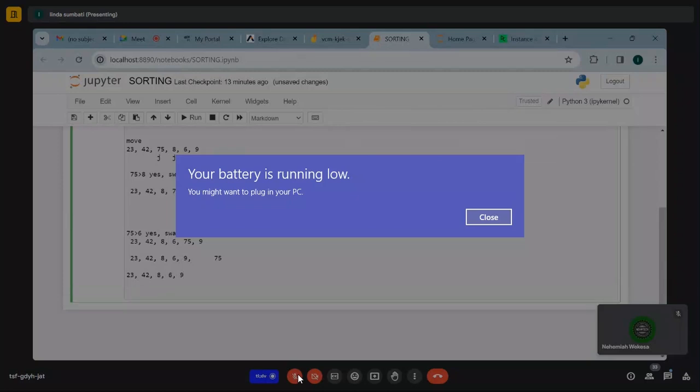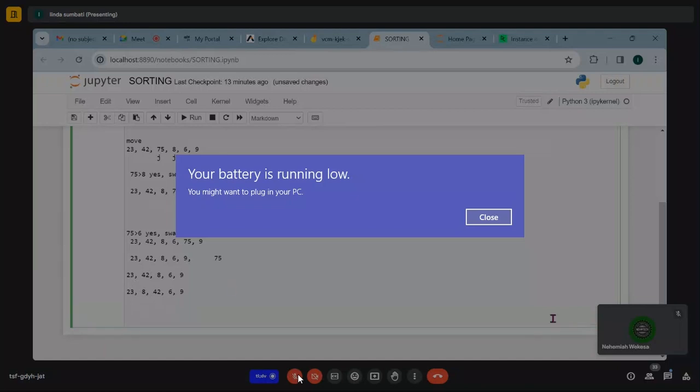Then you repeat the same thing. Is 23 greater than 42? No. So that remains. Is 42 greater than 8? Yes, so you swap 8 and 42. So that will be 8, 42, then 6, then 9. I don't want to jump so that somebody asks what happened.